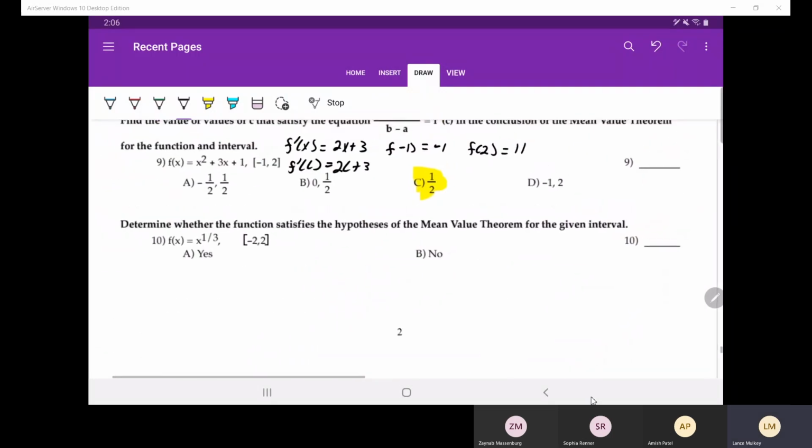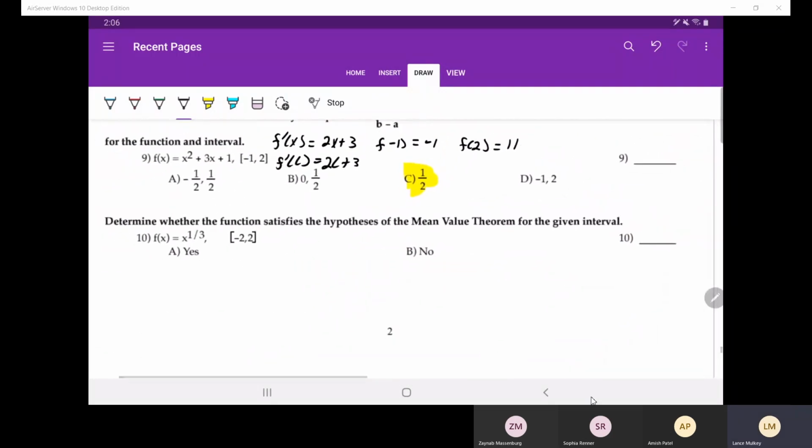All right. So what do we need to happen for this function to satisfy the mean value theorem? What needs to happen?